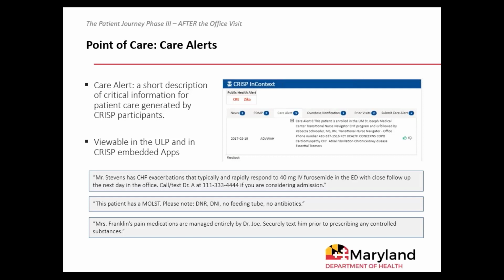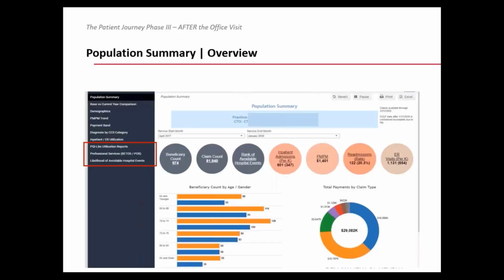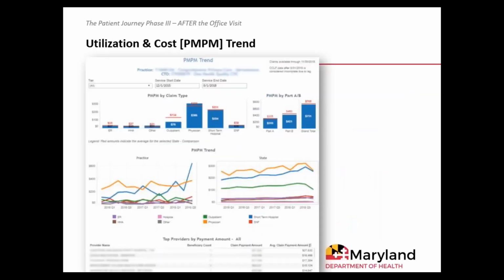Please, everyone should be already assigned a practice coach from the state. So please work with your practice coach if you need to get in contact with your CRISP representative to help you make sure you set this up. Also, in the MDPCP reports, you have the population summary overview, and you can see a number of things that you can review all at one time: the inpatient admissions for your practice, the per member per month costs, readmission rates, and things like that.